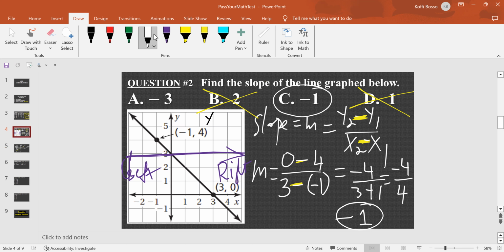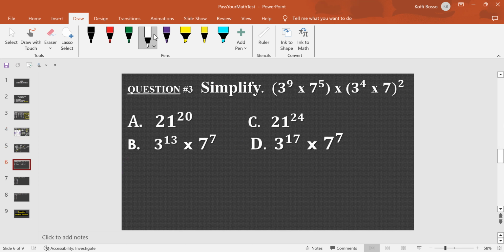Okay, now let's see the next question. Question number 3. They say simplify. It is an exponent question. You'll see here choice A, they say 21 raised to the 20th power. If you choose A as the correct answer, that's a big mistake, because here we don't multiply 3 by 7 to say 21.